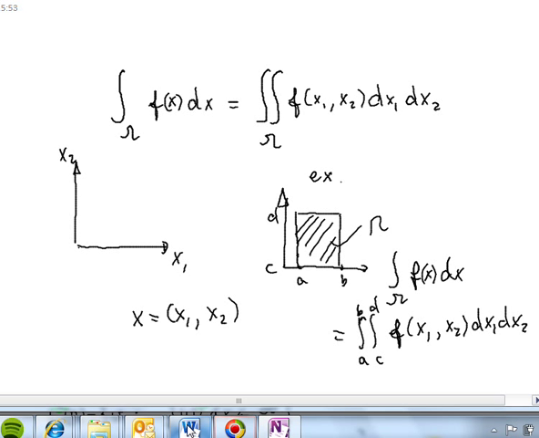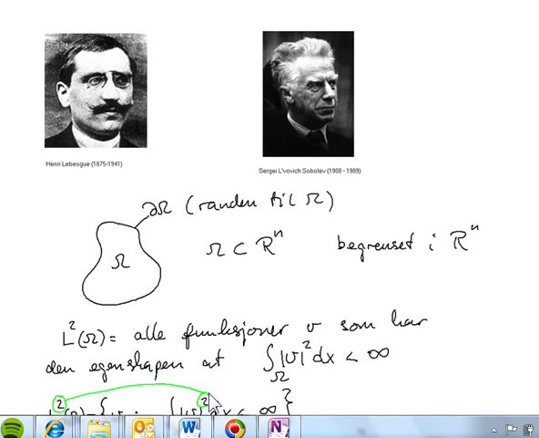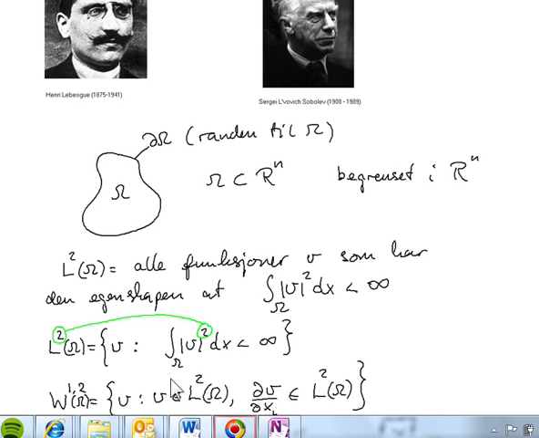Now let's go back to the definition of this space L2. We can write this in a more mathematical way than writing it like this. Mathematicians often use symbols like this. This means the set of all functions v with the property, and this symbol means with the property, that the integral over omega of the square of v dx is less than infinity.